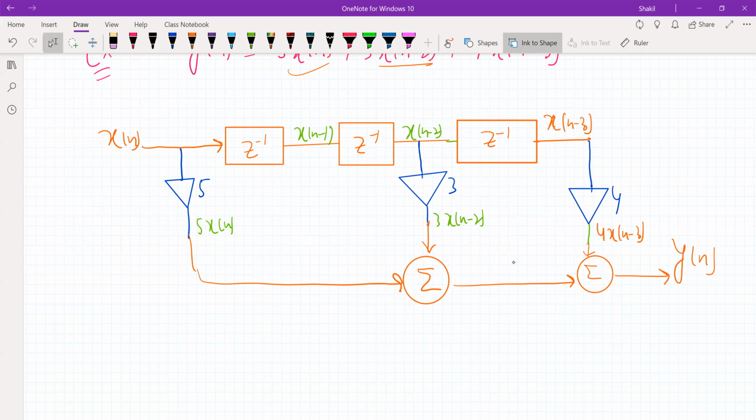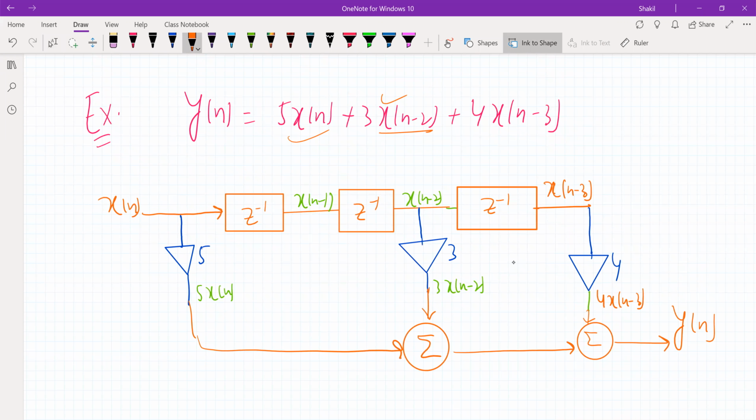See, what's the important point here? You don't have x of n minus 1 connected here, right? But you have a delay element. You don't have x of n minus 1 connected here, but you need x of n minus 2. That's why you need to pass it twice through the delay element. Although you obtain x of n minus 1, it is not required. All right, so let me end it here.